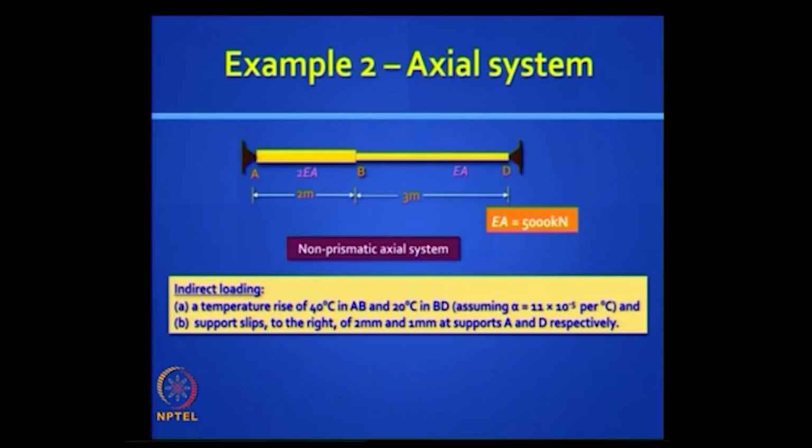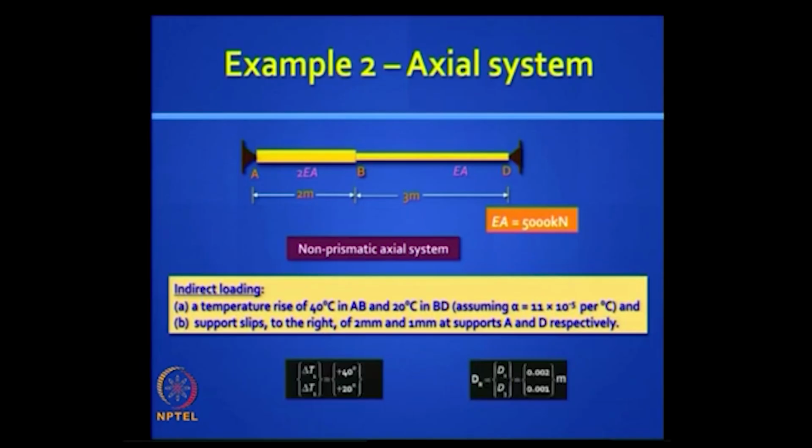Second example, this also I think we did by the conventional stiffness method. Here, any questions? Okay. Here there is no axial load, there is only indirect loading. You have a temperature rise of 40 degrees Celsius in AB and 20 degrees in BD. The coefficient of thermal expansion is given to you. You also have support slips to the right of 2 mm and 1 mm at A and D. Okay. Same problem we did earlier, let us do it by this method.